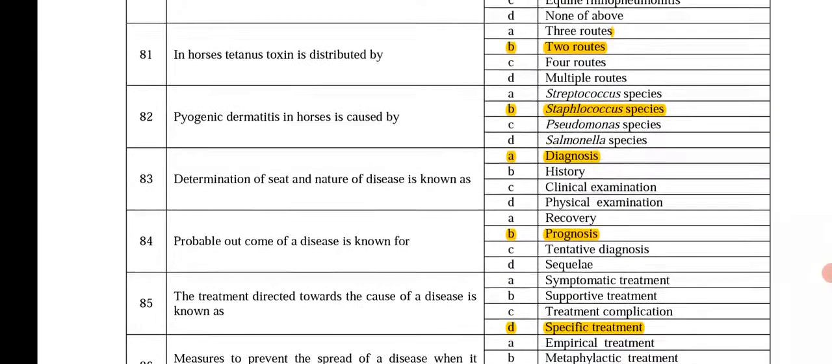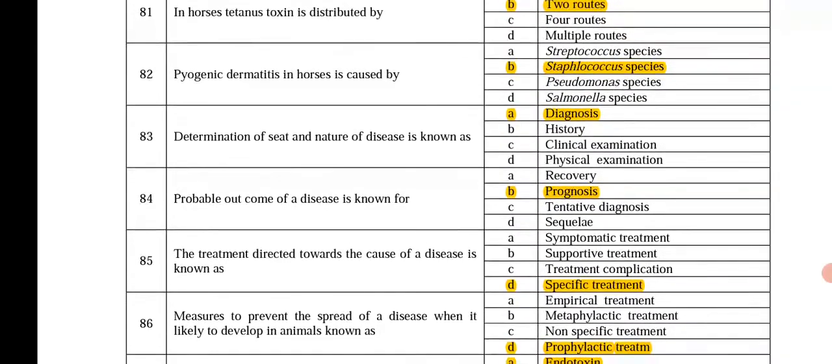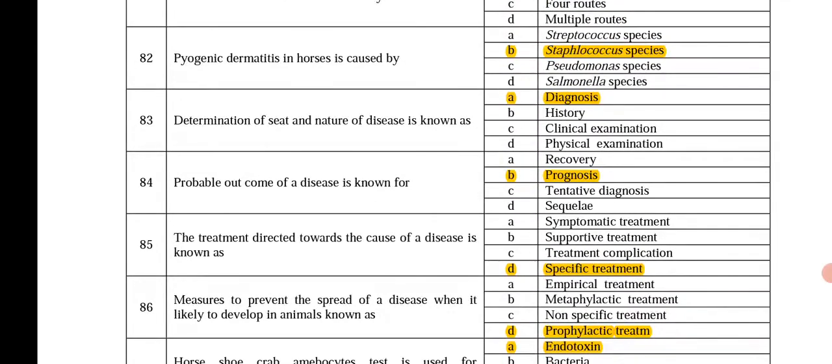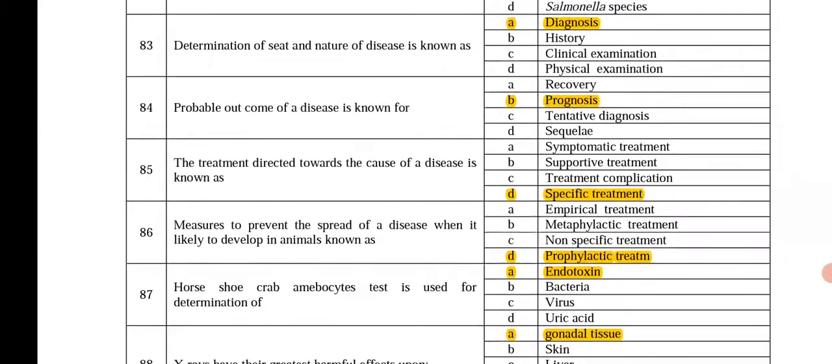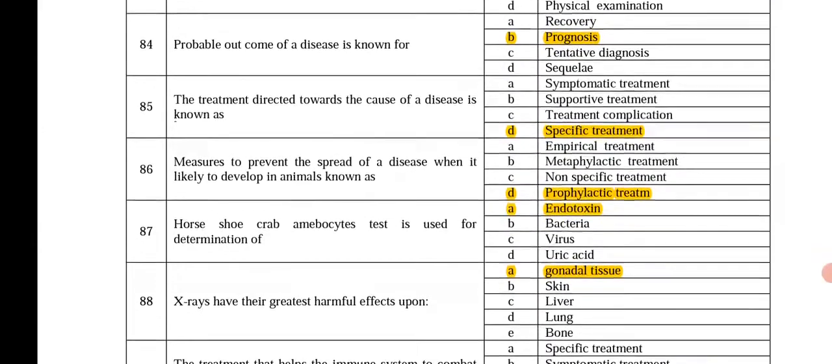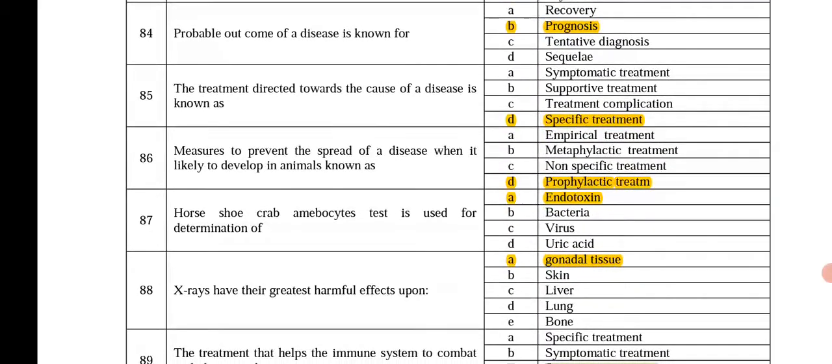Determination of seat and nature of disease is known as diagnosis. Probable outcome of a disease is known as prognosis. The treatment directed towards the cause of disease is known as specific treatment. Measures to prevent the spread of disease when it is likely to develop in animals is prophylactic treatment. Horseshoe crab amoebocytes test is known as determination of endotoxin.